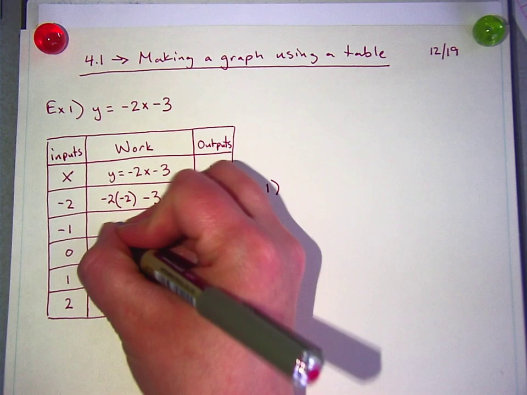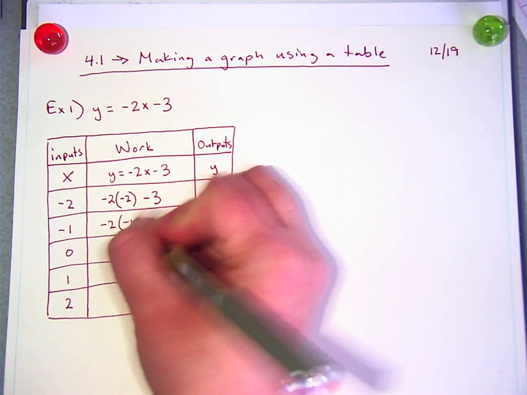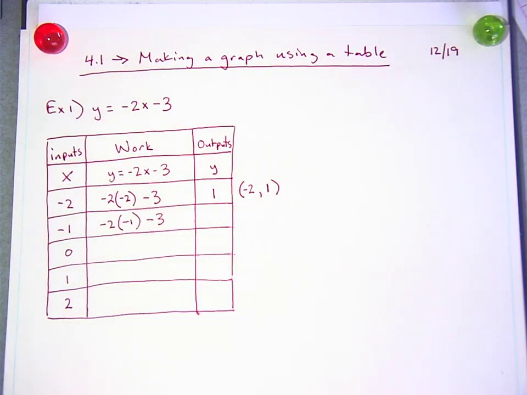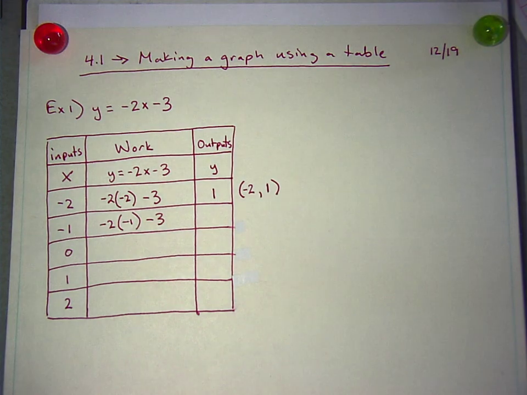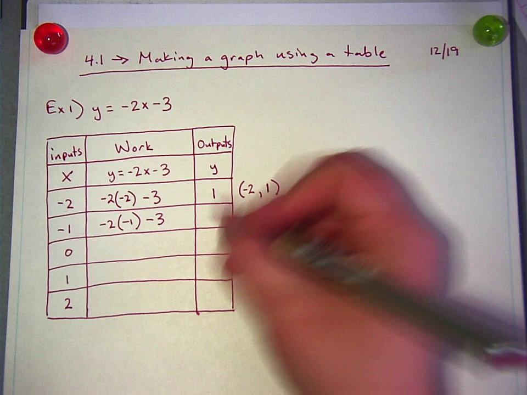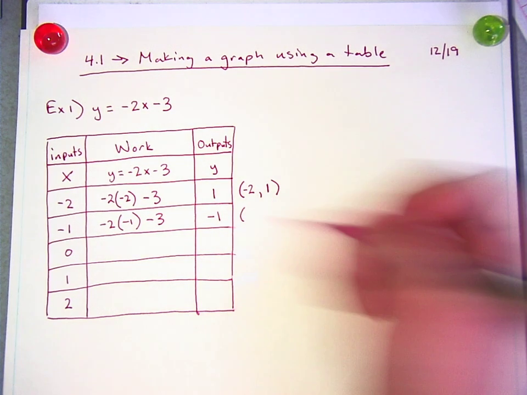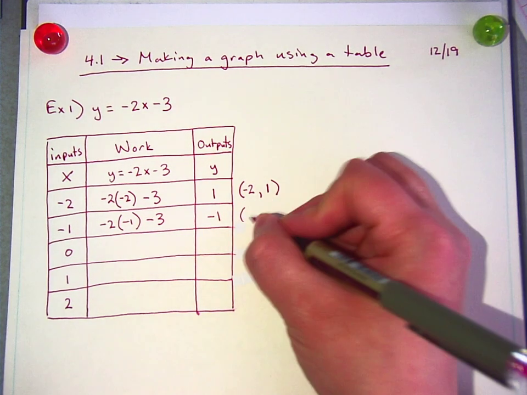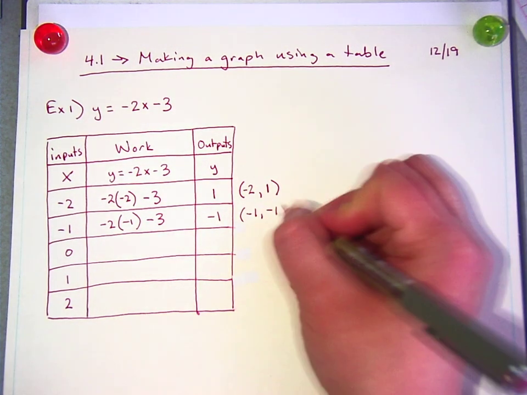All right, let's try again. Negative 2 times negative 1 minus 3. I'm just using the exact same equation again, but what did I change this time? The input is now negative 1. Negative 2 times negative 1 is? 2. 2 minus 3 is negative 1. So what should I write for this one? If I input negative 1, I get out negative 1.